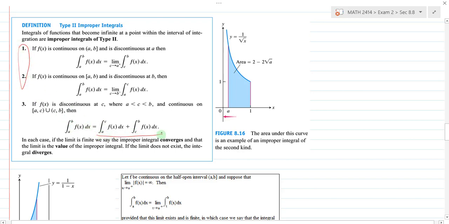So in each case, if the limit is finite, we say that the improper integral converges, meaning that the limit is equal to some number. But if the limit goes off to infinity, we say the limit doesn't exist and the integral diverges.